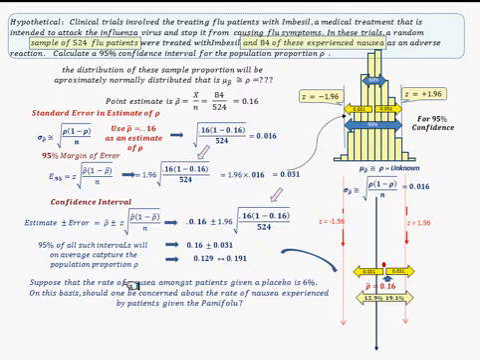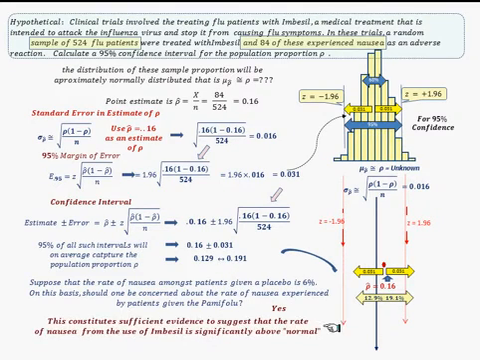And if the rate of nausea amongst patients given a placebo is 6%, we can see that this interval above is significantly above the 6%, and we're suggesting this constitutes sufficient evidence to suggest that the rate of nausea from use of imbecile is significantly above normal.